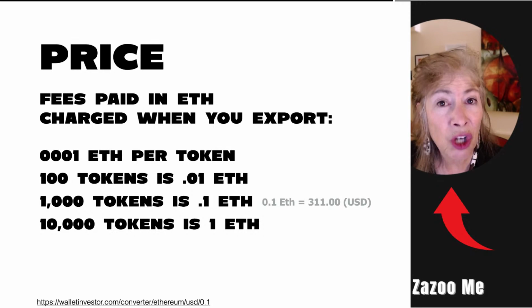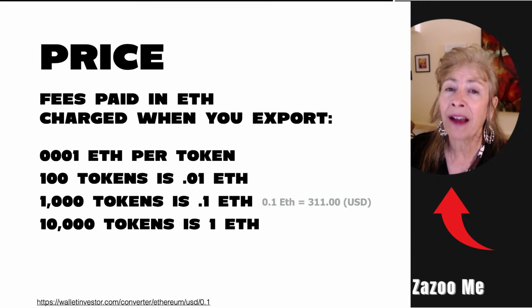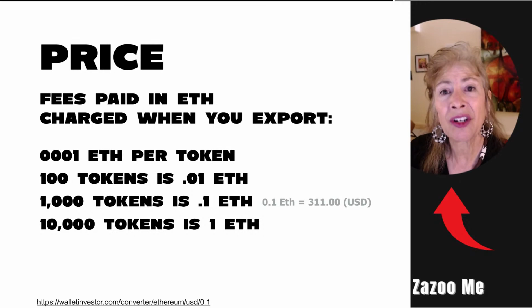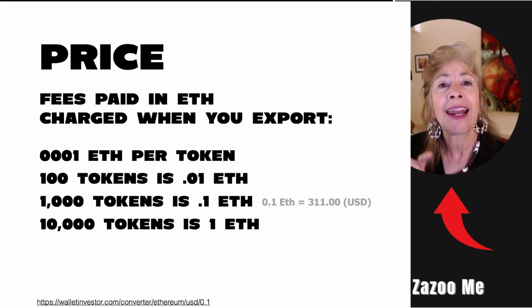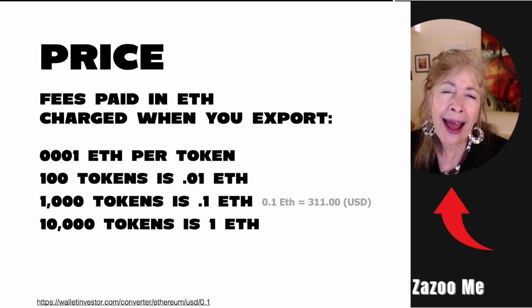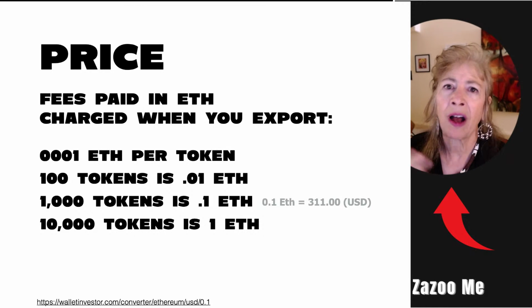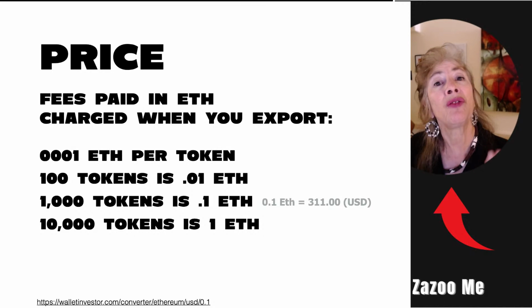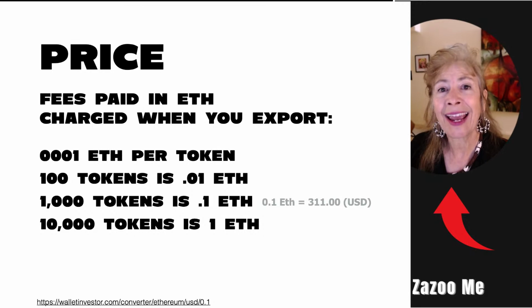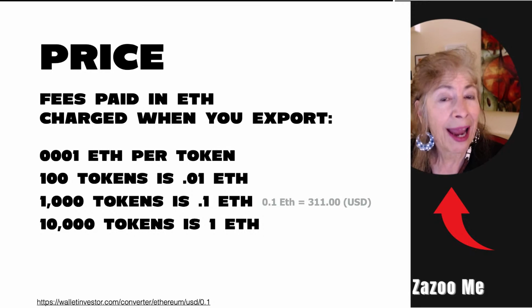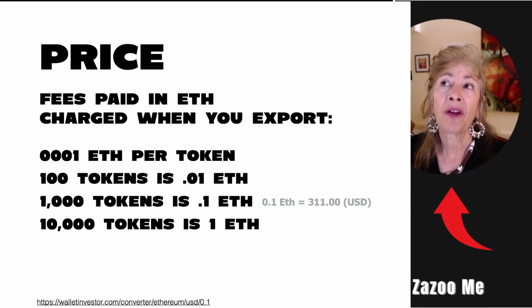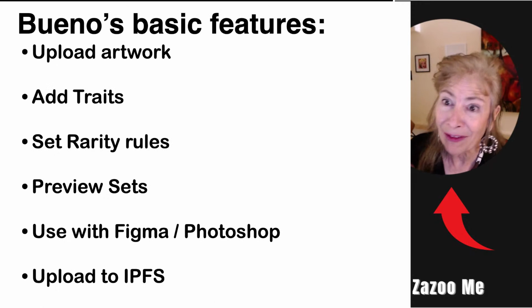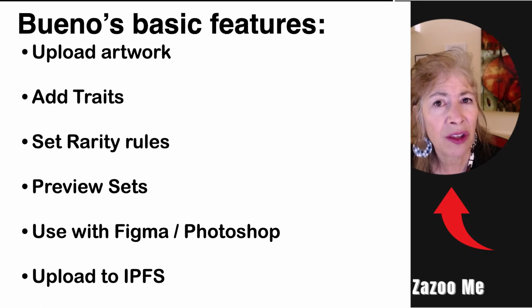If it's 1,000 tokens, and that's what NFTs are, non-fungible tokens, you are paying for the individual tokens in ETH. And right now, ETH is around $3,100 per 1 ETH. What that means for you is if you did a complete 10K collection with Bueno, you'd pay around $3,000 for the whole collection. And this may sound expensive, however, the features that you get are incredible.